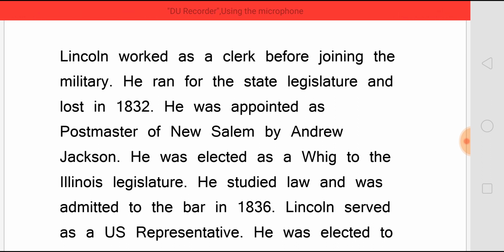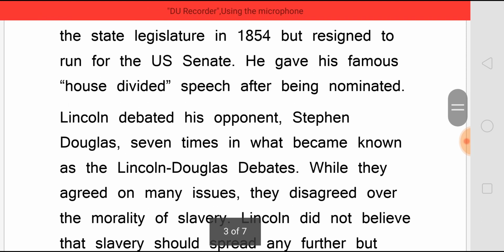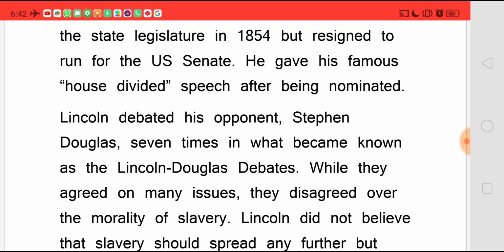Lincoln served as a U.S. representative. He was elected to the state legislature in 1854 but resigned to run for the U.S. Senate. He gave his famous House Divided speech after being nominated.